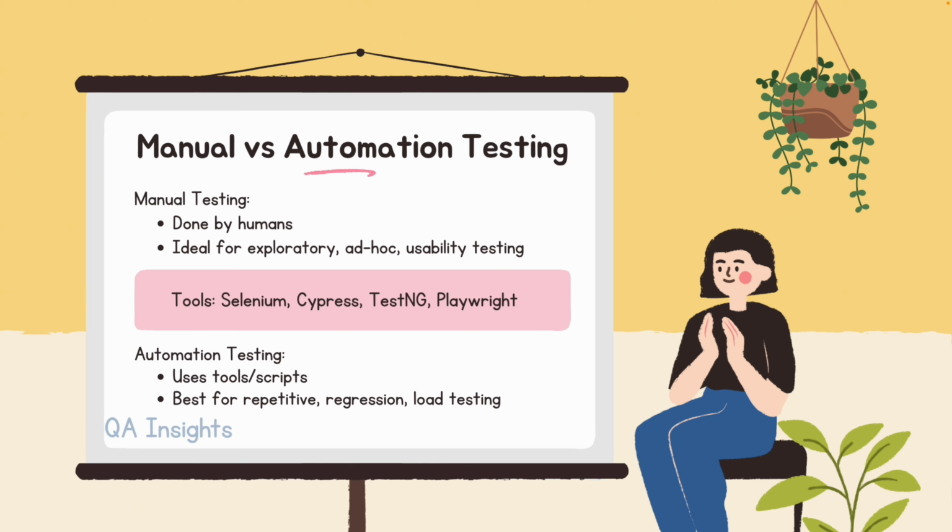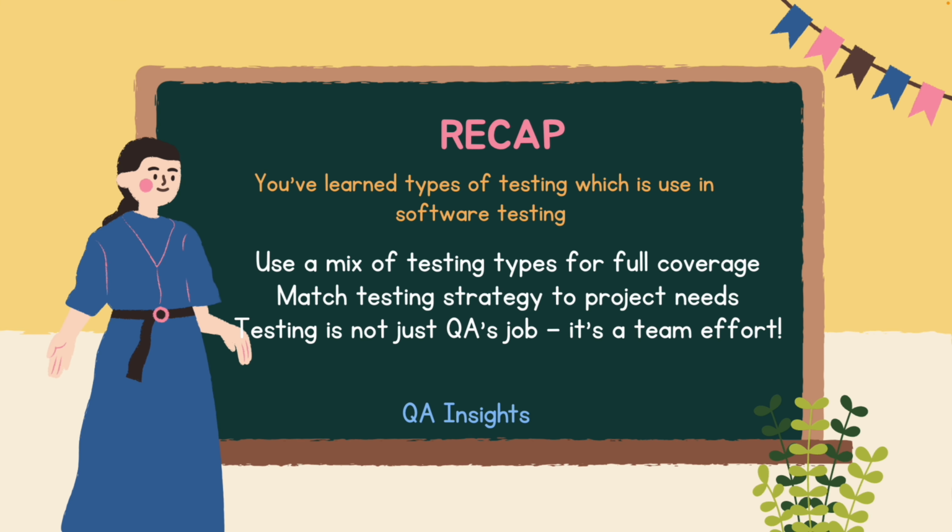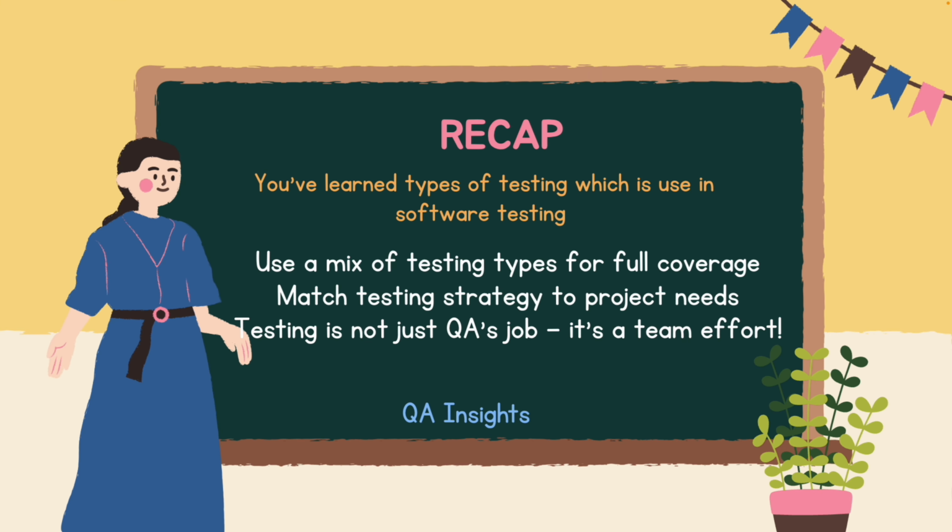To summarize, software testing is not one size fits all. From functional and non-functional to manual and automation testing, each type has its own place in the QA process. A great QA engineer knows which test to apply and when.